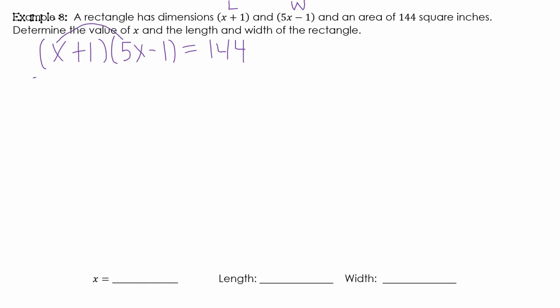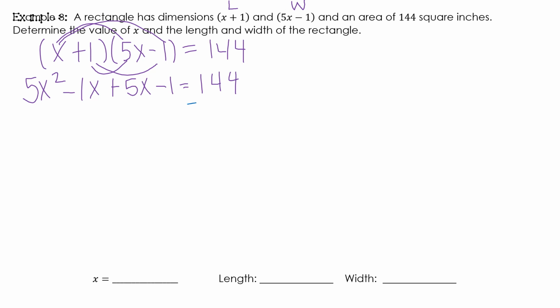X times 5x is 5x squared. Then x times negative 1 is minus x, plus 5x. 1 times negative 1 is negative 1. So now my parentheses are gone. I can start to rearrange this to get it equal to 0. You could also go ahead and just combine your like terms on the left. I'm going to do everything at once.